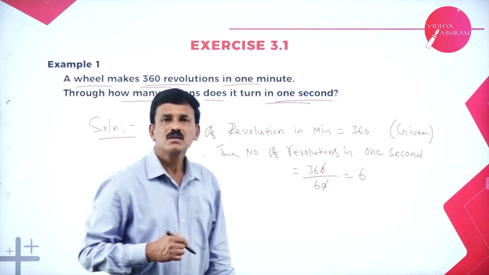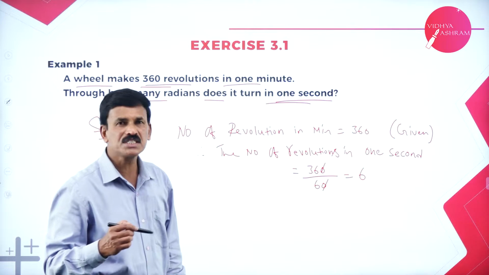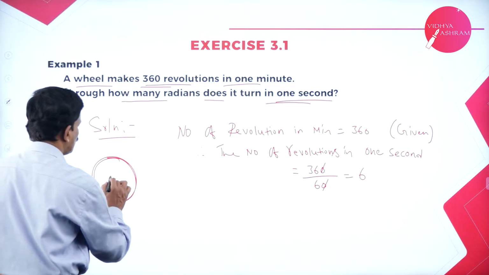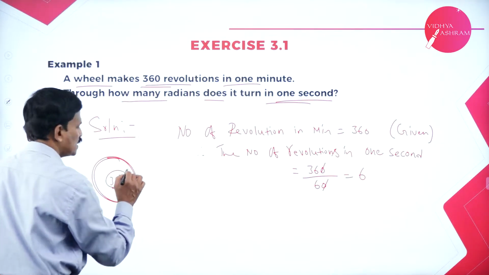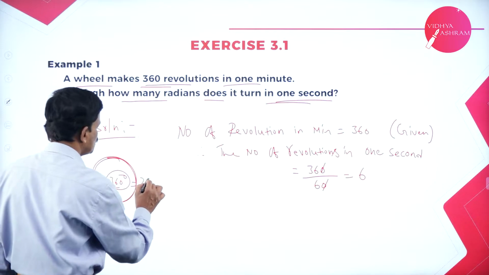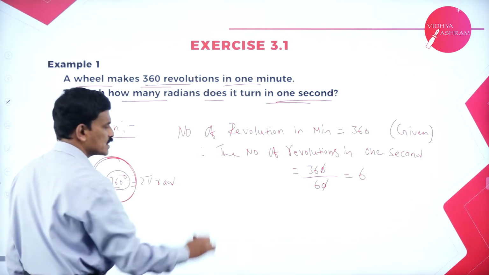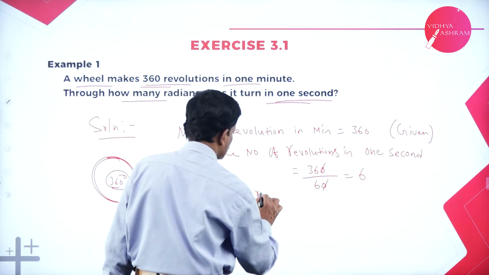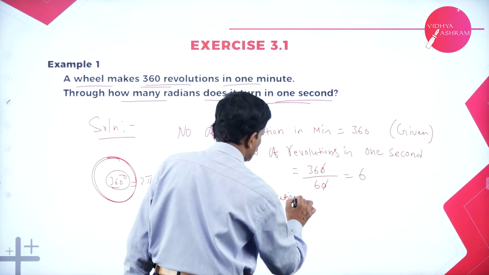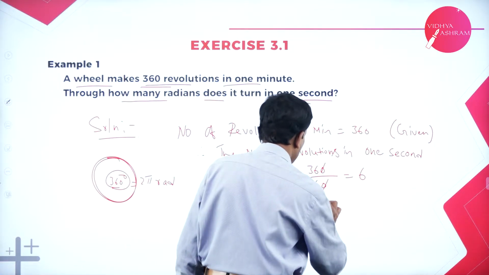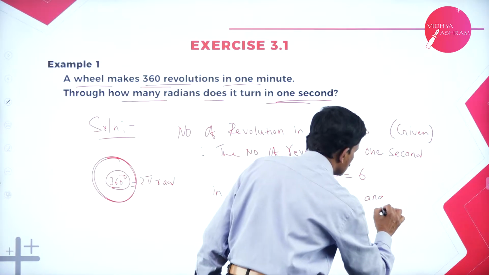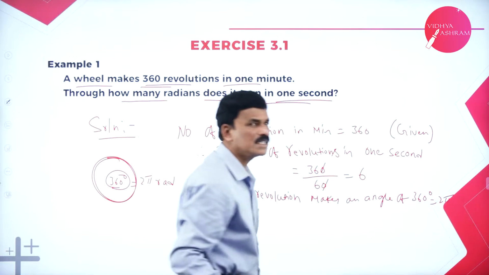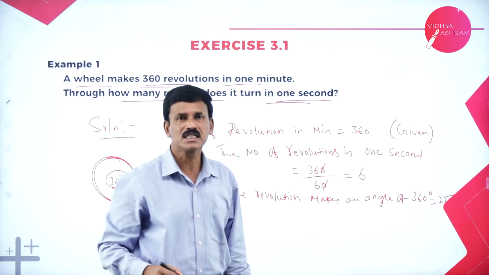Now, in one revolution the angle traced is 360 degrees. So in one complete revolution it will cover an angle of 360 degrees, that is nothing but 2 pi radians. So in one revolution it will make an angle of 360 degrees or 2 pi radians.